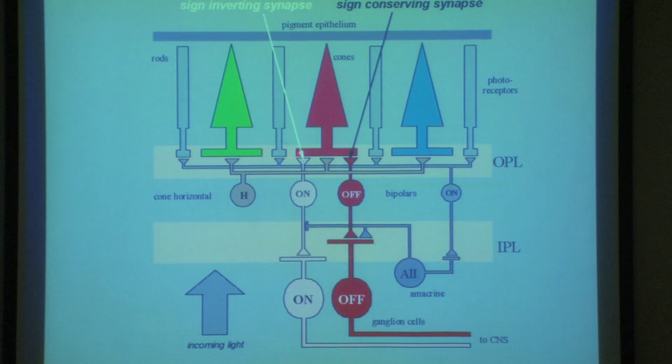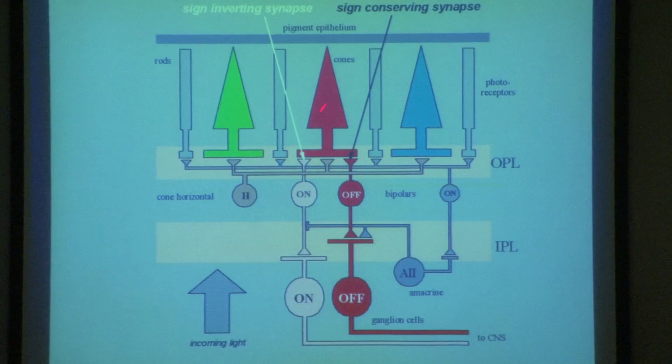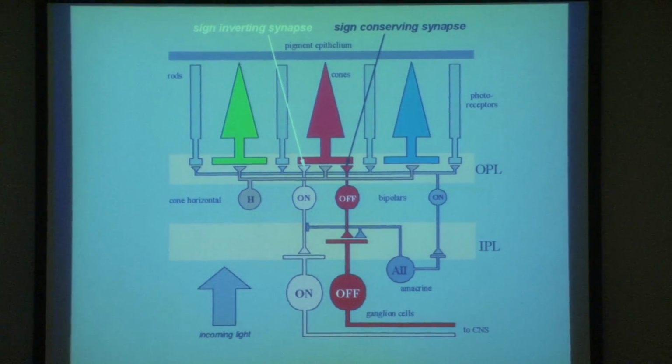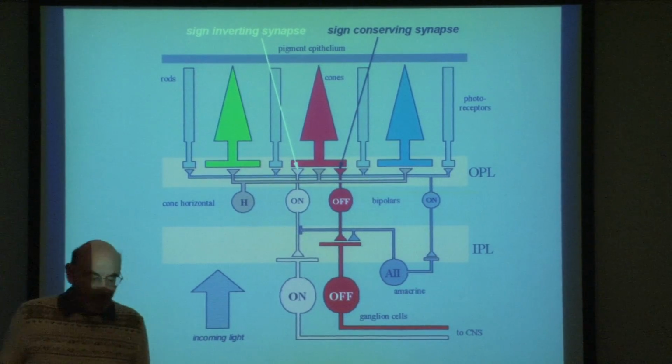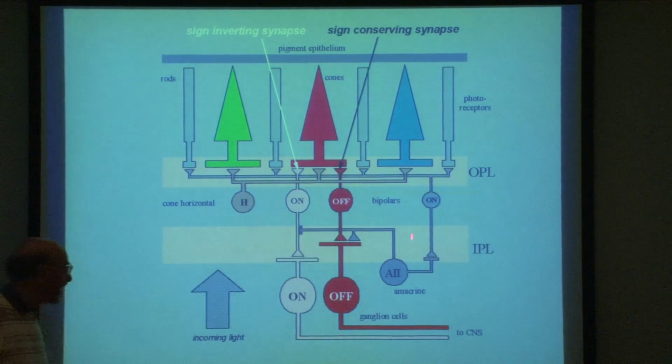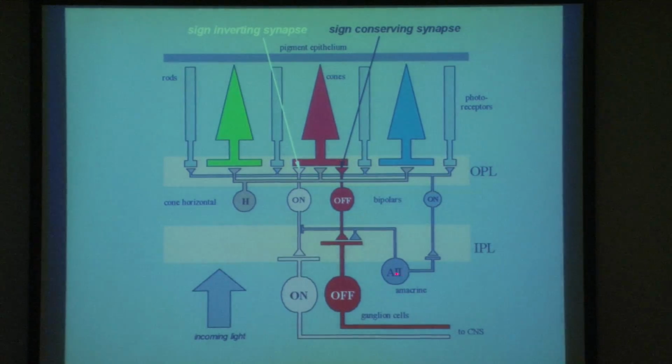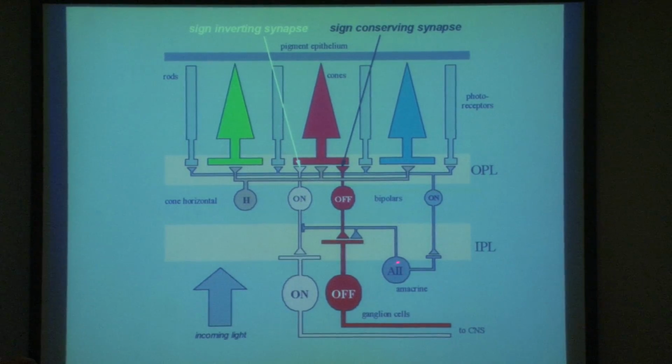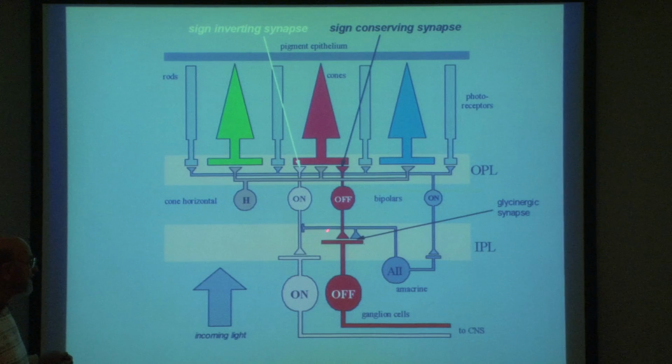And what we have here, just to remind you, or that you already know, we have a sign inverting synapse for the on and sign conserving for the off bipolars that connect with the cones. And now let's proceed to the A2 amacrine cell that is feeding into these cells from the rods. And what we have here is a glycinergic synapse, so-called. It's a real synapse. It's inhibitory.